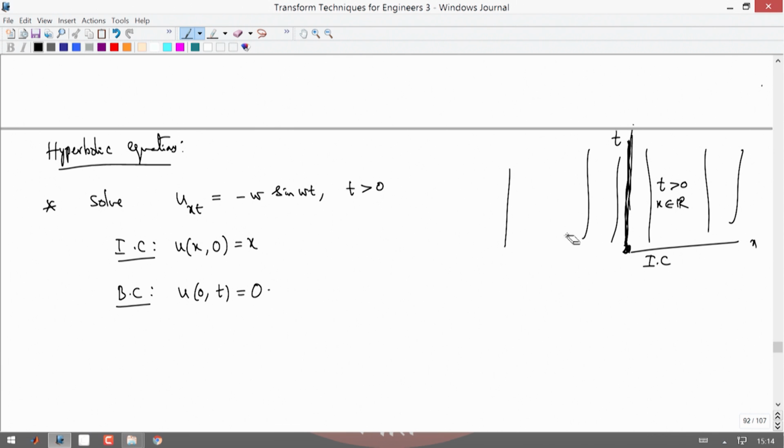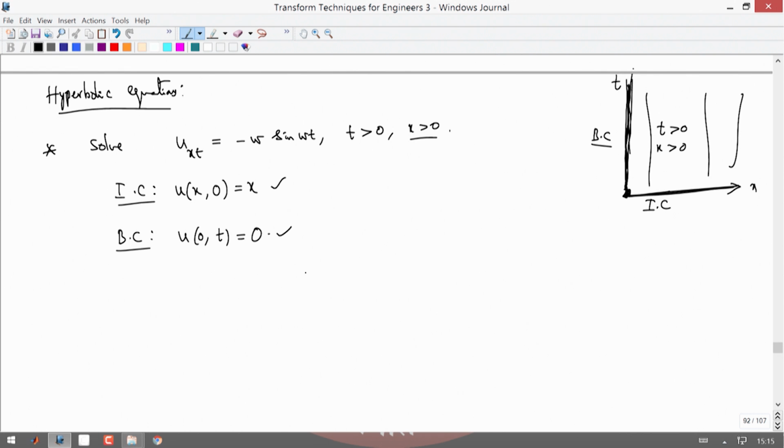So basically my domain should not be this full thing, otherwise this is not a domain. So this is your domain. So let us take this as x positive. Then only this makes sense. Then you see that this is one boundary and this is another boundary. So on this boundary you provide a boundary condition, and this is your initial condition. Okay. So how do we solve this?